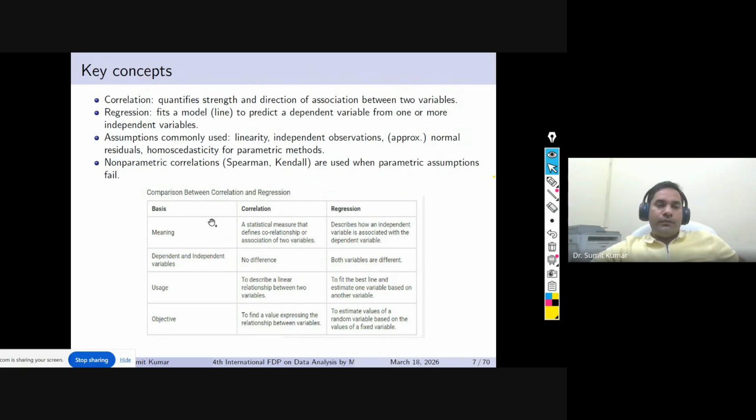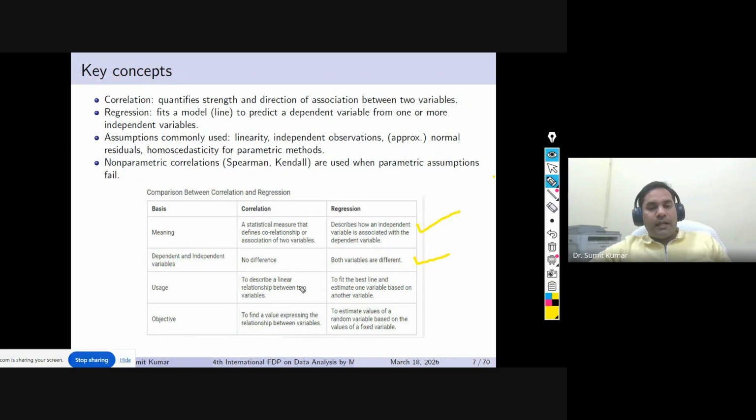So basically, the basic difference you will see here is that this kind of association can be defined by the correlation. But when you have to predict the value of the dependent variable based on the independent variable, that will be considered under the regression model. In correlation, there is no difference in the variables. Both may be dependent, or both may be independent. In regression analysis, one may be the dependent and the other may be the independent variable.